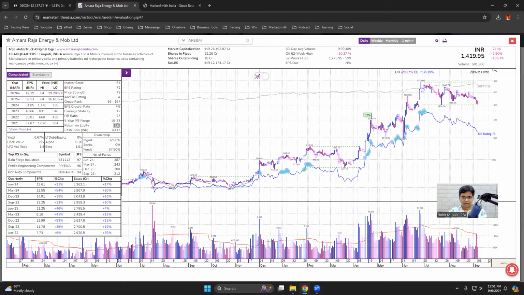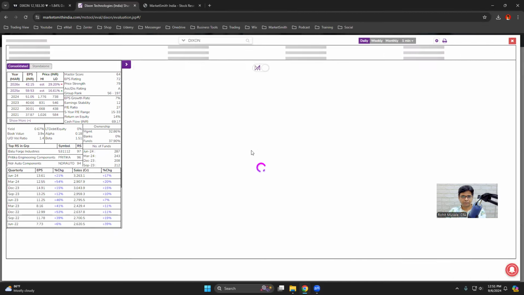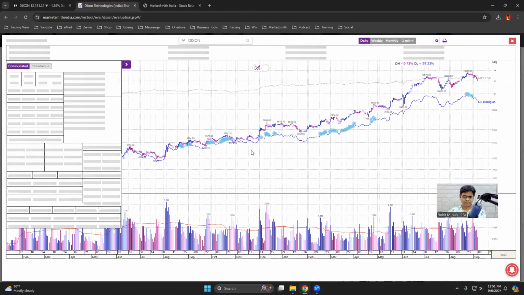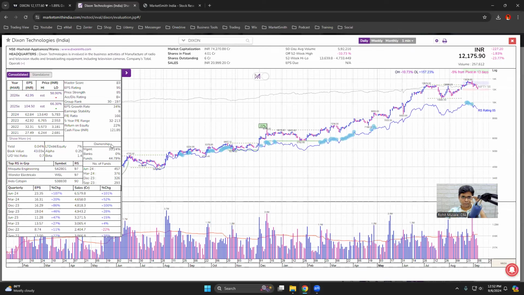So that's this number. So in this stock, let's say Amara Raja, return on equity is not up to the mark, which means I need to stay away from this stock. I can only use this stock for swing trading, not for positional trading. Okay. If you look at some other stock, let's say Dixon, which I looked at recently. See, Dixon is 22%.